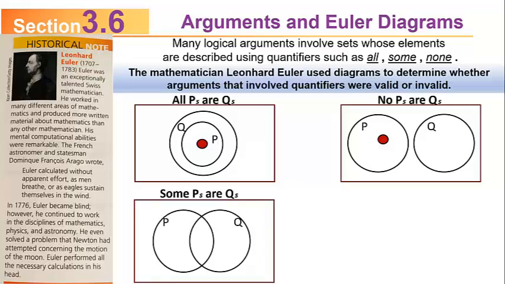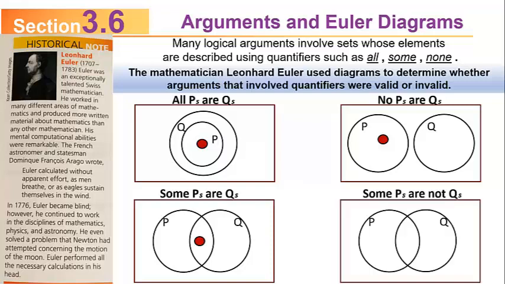Some P's are Q's. This is a pair of overlapping circles. The circle P and the circle Q overlap, indicating there's a possibility that some P's could be Q's, also allowing the possibility that some P's might not be Q's. So a representative element of P in the lower left diagram would also be an element of Q. That would illustrate some P's are Q's, whereas in the lower right diagram, the representative element of set P is not in Q. So that illustrates the statement some P's are not Q's.